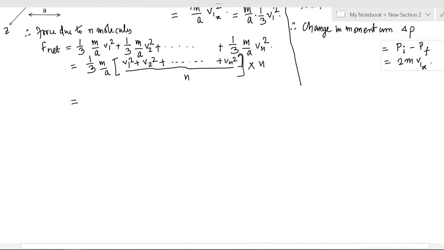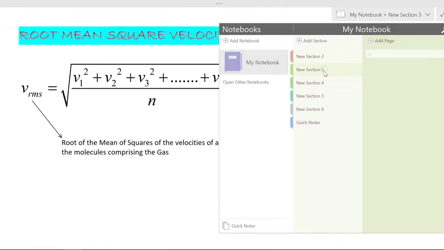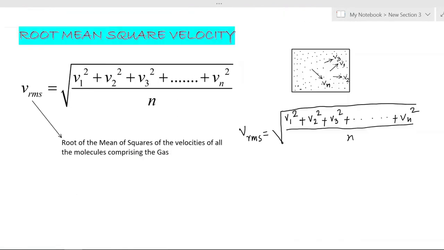Now just have a look at the thing inside the bracket. What is it actually? Isn't it Vrms square? What was the value for Vrms? Have a look again. Vrms was under root of v1 square plus v2 square plus v3 square plus dot dot dot up to vn square divided by n. Under root of this entire thing, v1 square plus v2 square plus v3 square plus dot dot dot plus vn square divided by n.